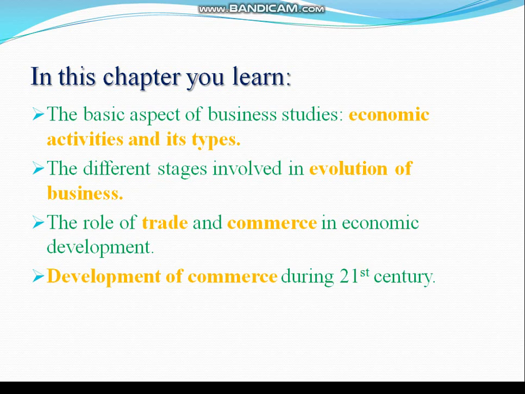The second one is the different stages involved in the evolution of business. That means the business we are seeing presently went through stages in the previous days, so we will learn the history of business, or history of commerce. And third, the role of trade and commerce in economic development. Finally, the development of commerce during the 21st century.